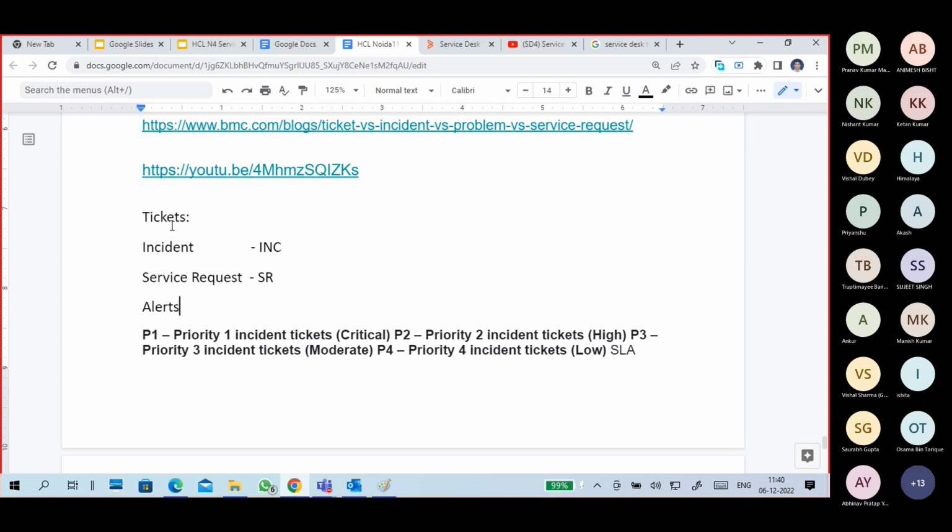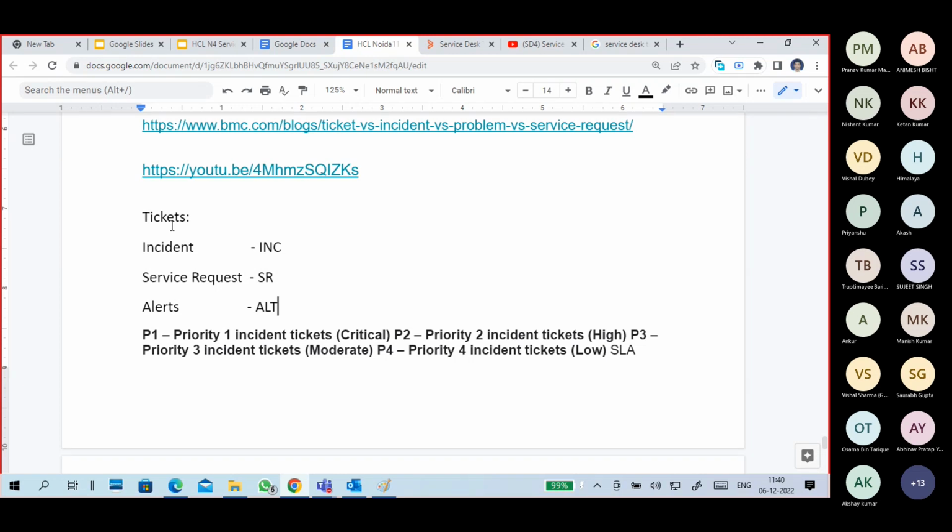Next, alerts and alarms. Alert means I have a monitoring system, and suddenly one of my servers is down, so I will get an alert. The server is down, so immediately go and fix it. These are alert type tickets.